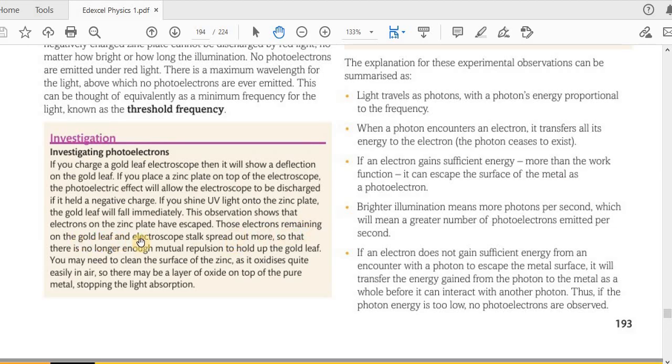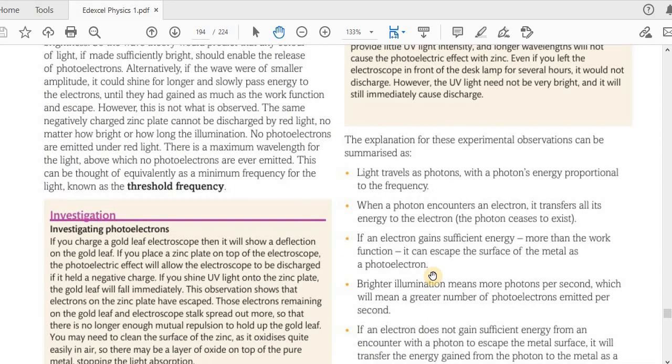Those electrons remaining on the gold leaf and electroscope stalk spread out more, so there is no longer enough mutual repulsion to hold up the gold leaf. You may need to clean the surface of the zinc as it oxidizes quite easily in air. So there may be a layer of oxide on top of the pure metal, stopping the light absorption.